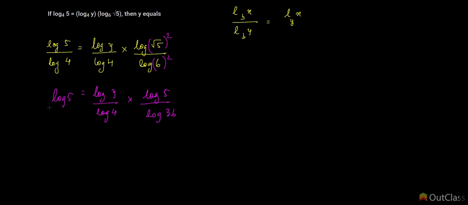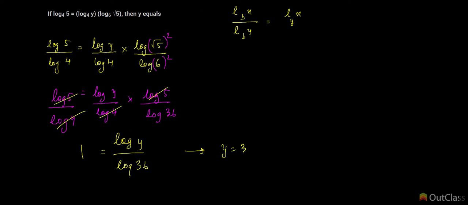Log 5, log 4 cancel. We basically have log y by log 36 is equal to 1, which means y is 36.